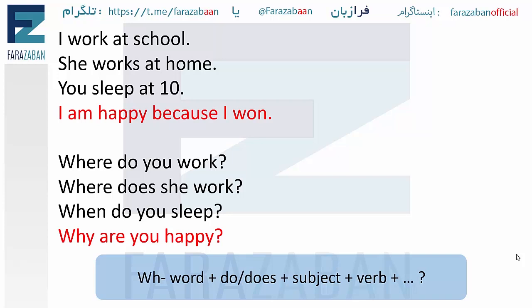Now look at the questions, how we made the questions. Where do you work? Where does she work? When do you sleep? So we already knew that the auxiliary verbs for present simple tense are do and does.